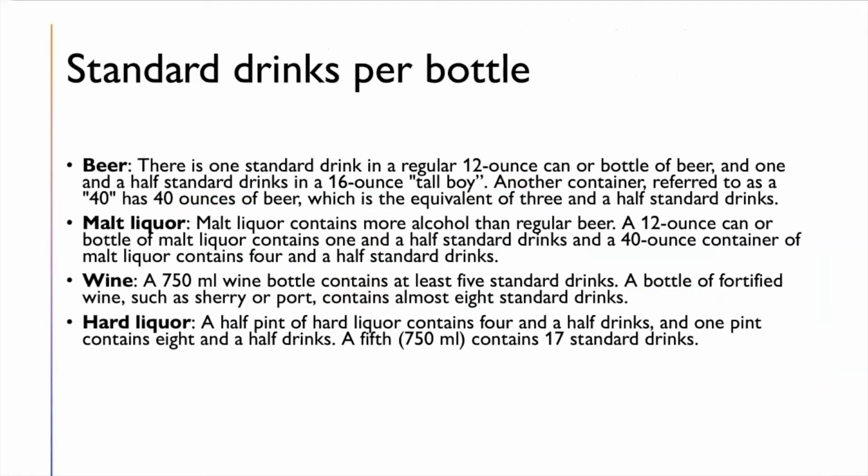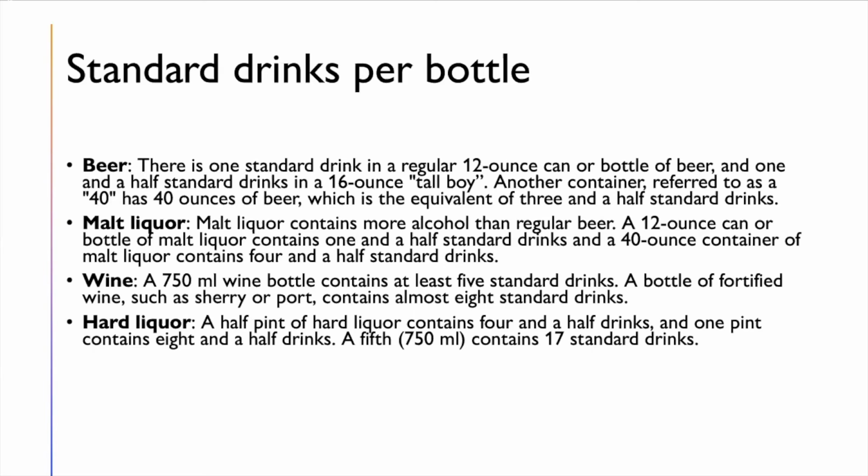Beer. There is one standard drink in a regular 12-ounce can or bottle of beer and one and a half standard drinks in a 16-ounce tall boy. Another container referred to as a 40 has 40 ounces of beer, which is the equivalent of 3.5 standard drinks. Second, malt liquor. Malt liquor contains more alcohol than regular beer. A 12-ounce can or bottle of malt liquor contains 1.5 standard drinks, and a 40-ounce container of malt liquor contains 4.5 standard drinks.